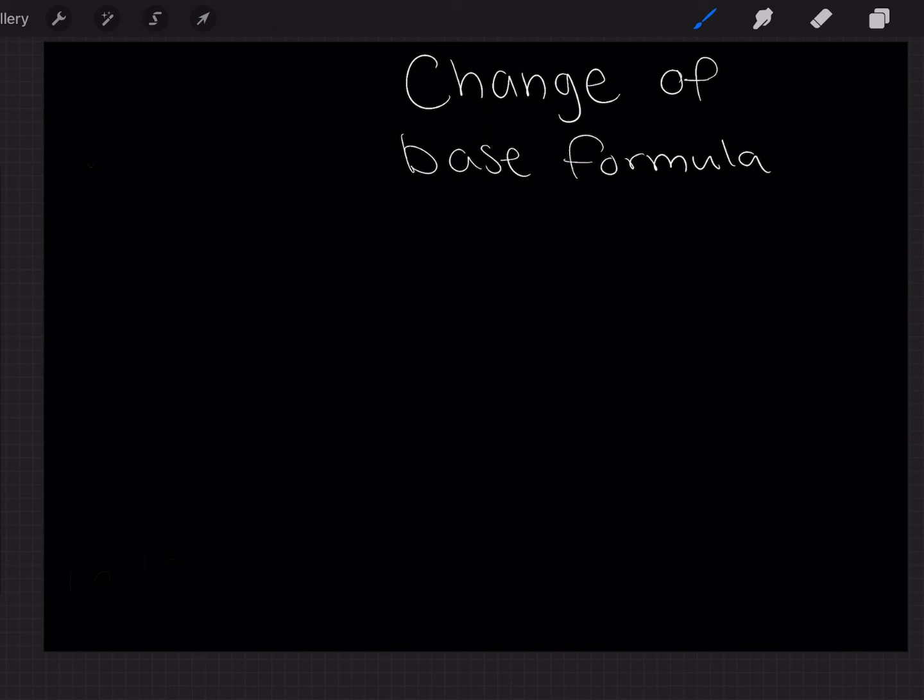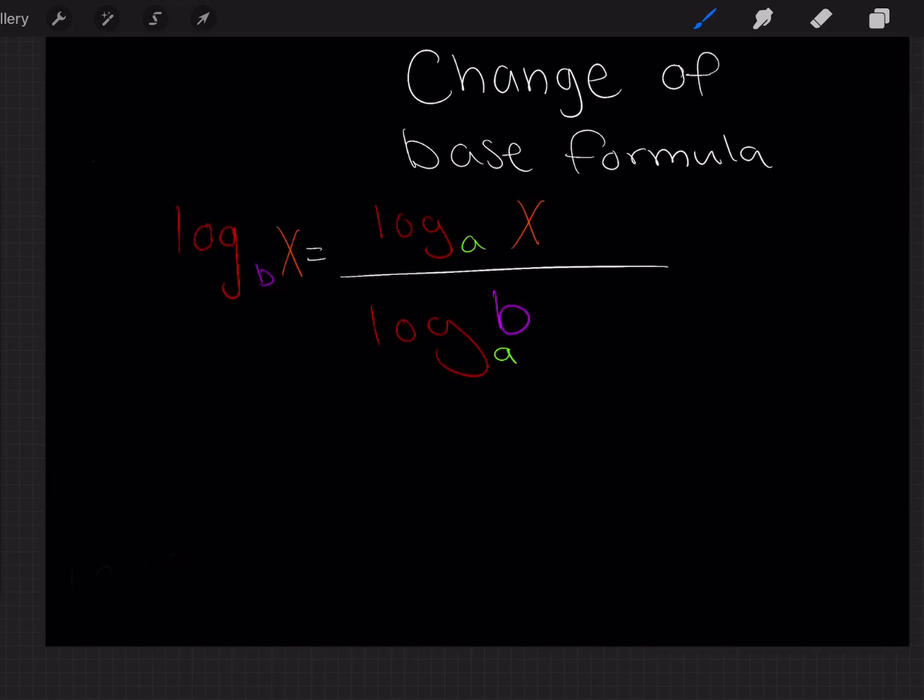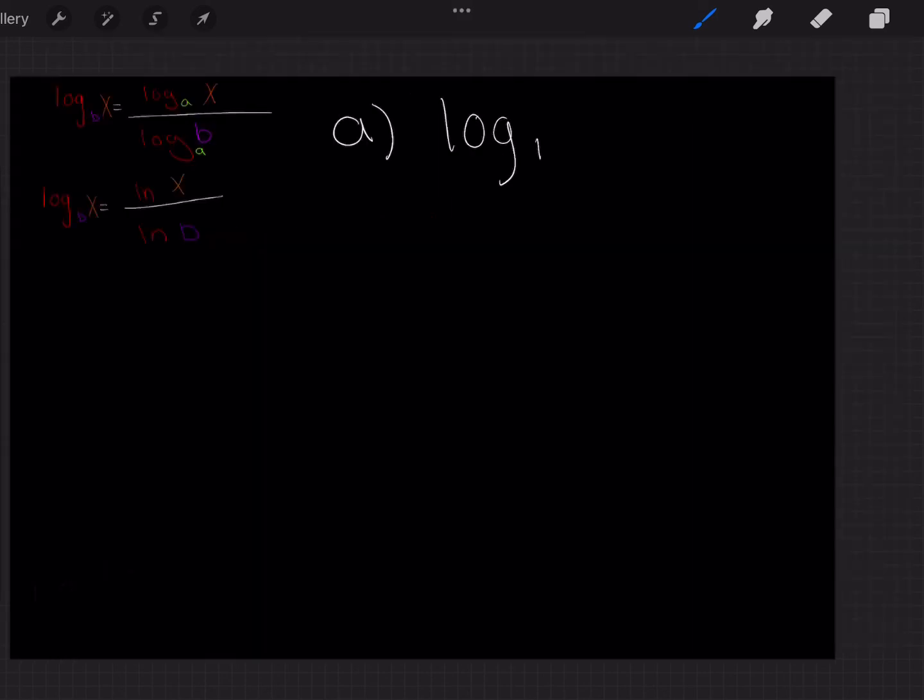Now, how to do the change of base formula. So here's the formula. I've color-coded it just to make it a little simpler and easier to process. I'm going to put that up in the corner while we do our example problems, just as a reference. Or if you're doing your own problems, and these are just homework help videos.